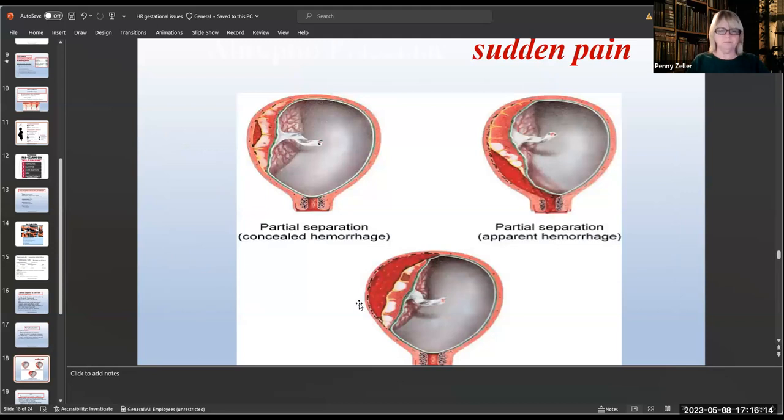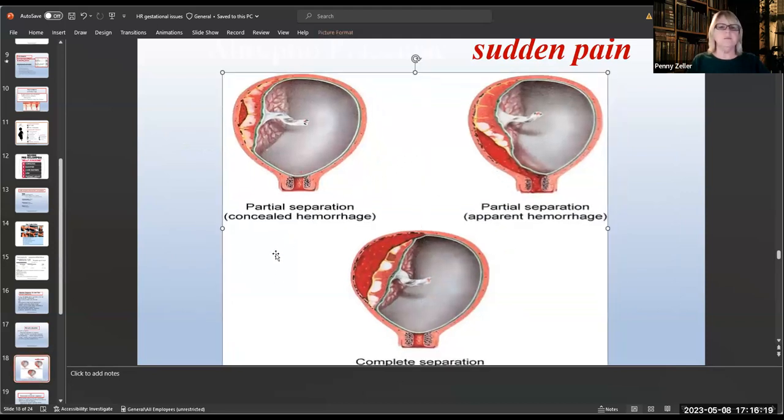Here's a picture. There's different grades of separation, but for the purposes of this class, we're talking about more of an abruption that's life-threatening. So because of partial separation, it's concealed and there might not be that much bleeding, but we're talking about massive bleeding when there's sudden pain. So motor vehicle accident, things like that.